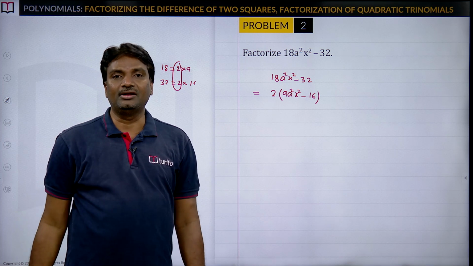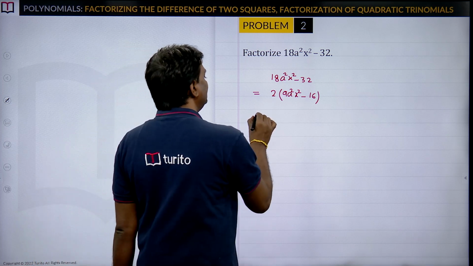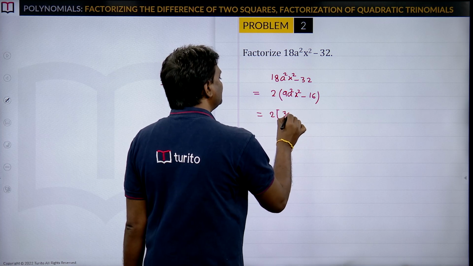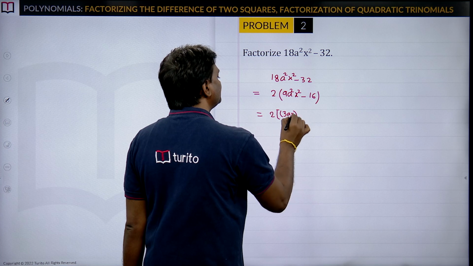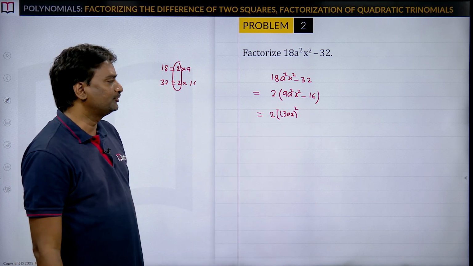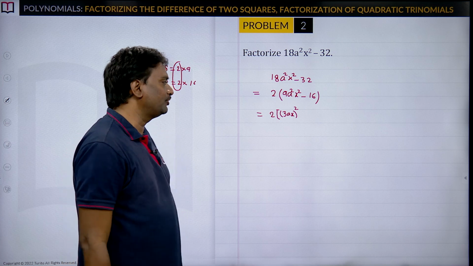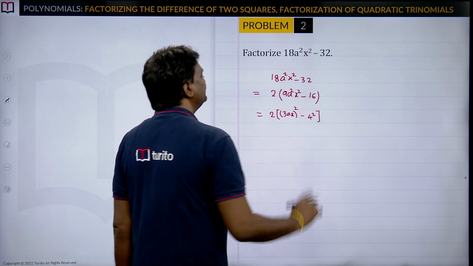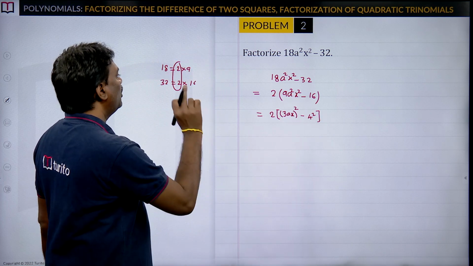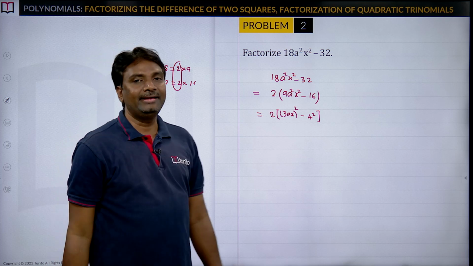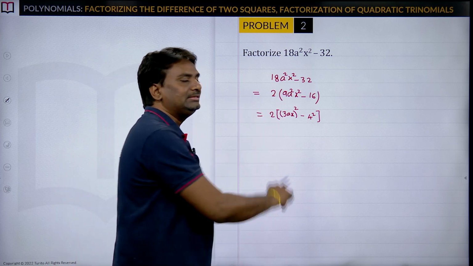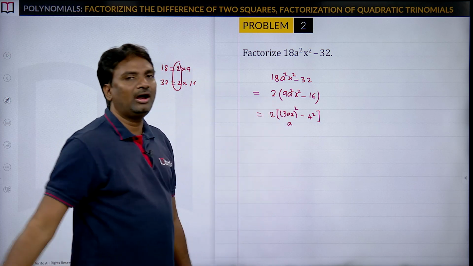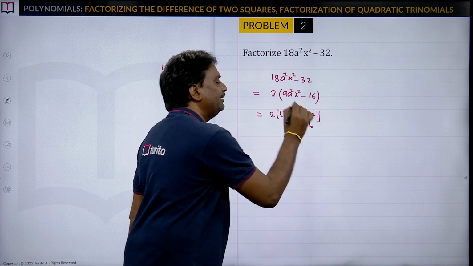Since 9 and 16 are the perfect squares, we can write the first term 9 a square x square as 3ax whole square. 9 a square x square minus 16 can be written as 3ax whole square minus 4 square. So, 2 of 3ax whole square minus 4 square. Again, this is in the form of a square minus b square, where in place of a we have 3ax, in place of b we have 4.